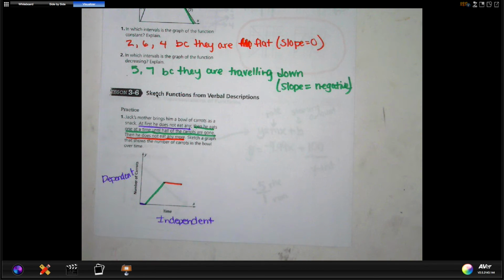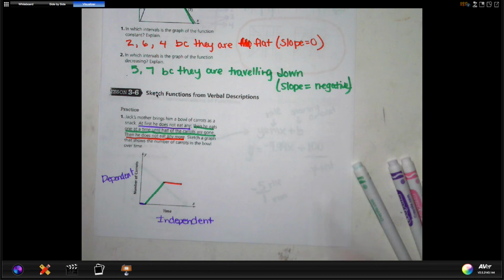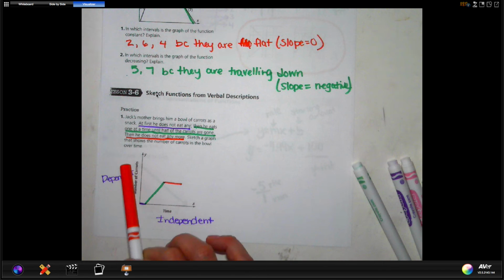Okay, are there questions on that? Yes, sir. Wouldn't it start at the top, because that would be 0? So the number of carrots, it depends on how you look at that, right? It is saying sketch a graph that shows the number of carrots in the bowl over time. Oh yeah, I guess it would go the other way, wouldn't it? Yep, because it said in the bowl. So we would actually have to start it the other way.